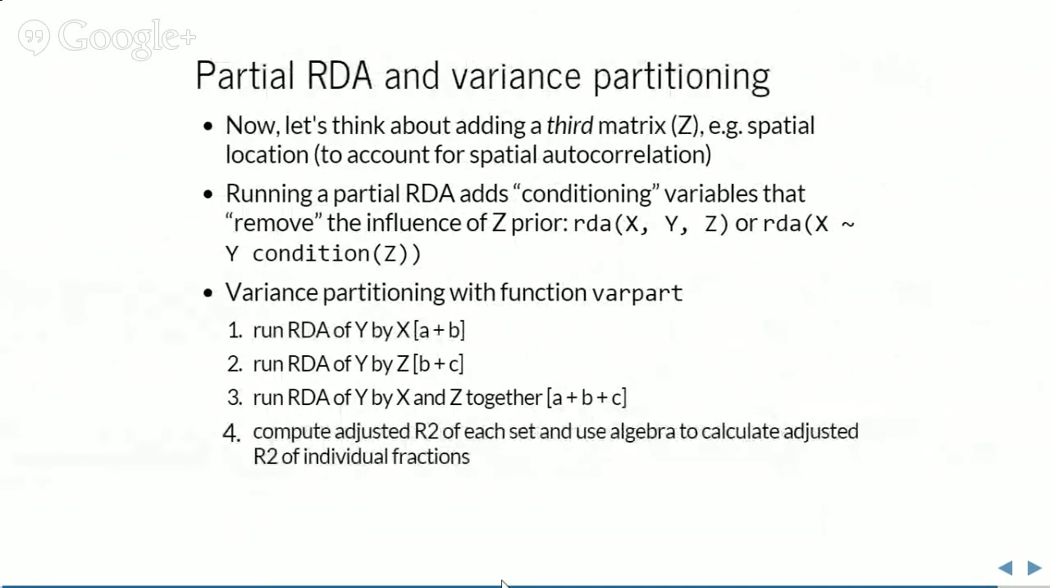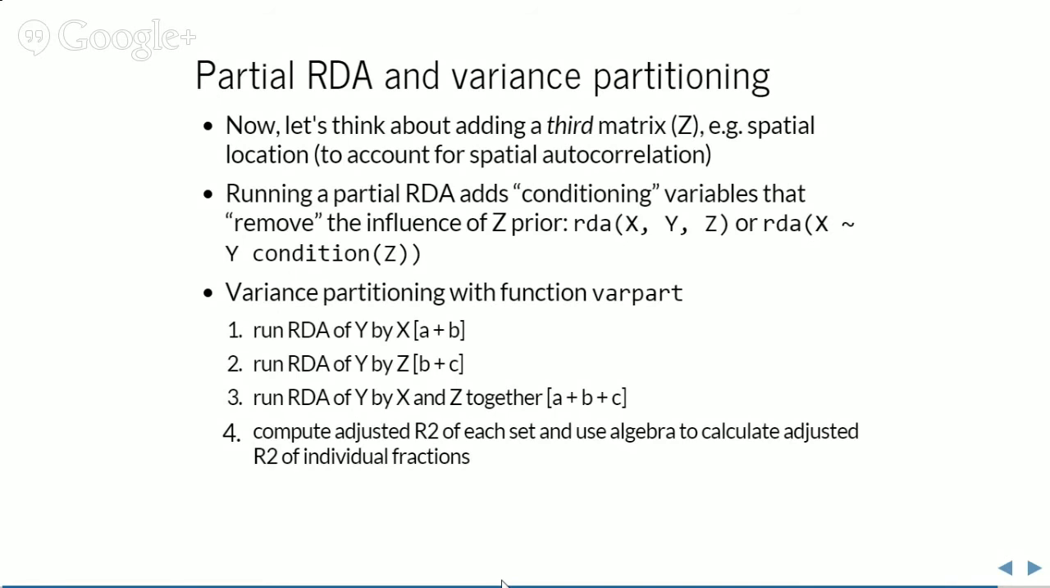One other analysis that you might be interested in doing is looking at a partial RDA and also variance partitioning. So let's think about what happens if we want to add a third matrix into the mix here. Maybe this is the spatial location of all of your sampling sites, and maybe you want to try to account for spatial autocorrelation in this analysis. Then you could do what's called a partial RDA, where you condition your analysis based on this third matrix of variables to remove their influence.